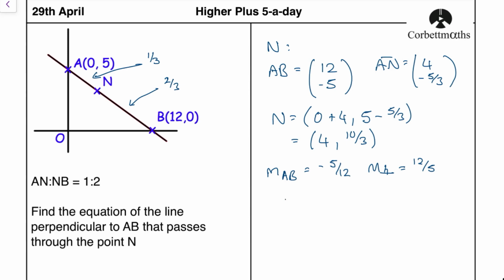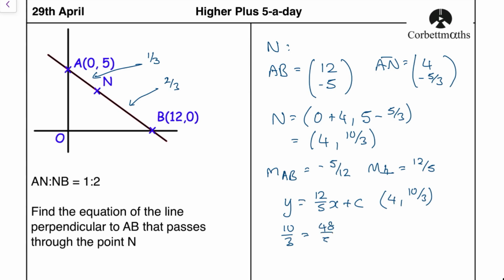Now the line that goes through that is going to be y is equal to 12 over 5x plus c. And I'm going to use the point that I need to go through, which is 4, 10 over 3. Let's hope this works out slightly neater than it looks. So 10 over 3 is equal to 12 over 5 times 4. It's not going to be nice, is it?